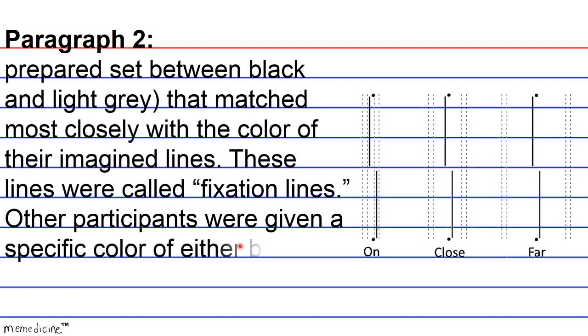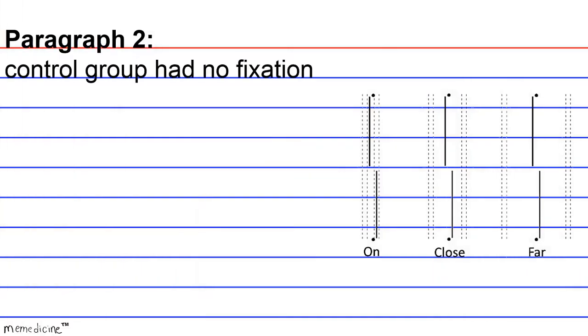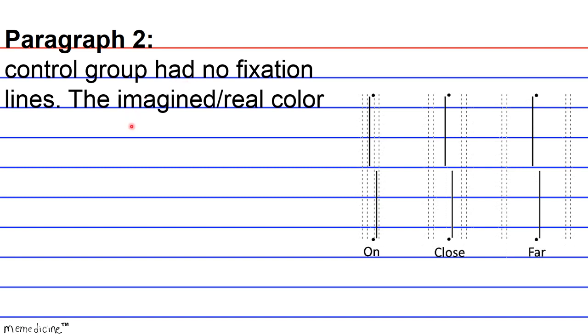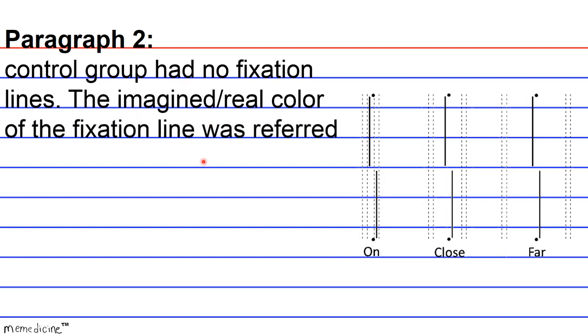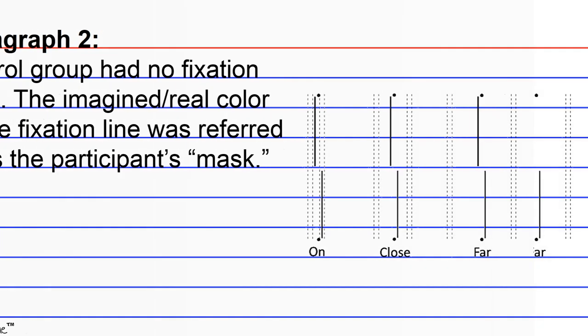Other participants were given a specific color of either black or gray fixation lines displayed on the white target, while the control group had no fixation lines. The imagined real color of the fixation line was referred to as the participant's map.